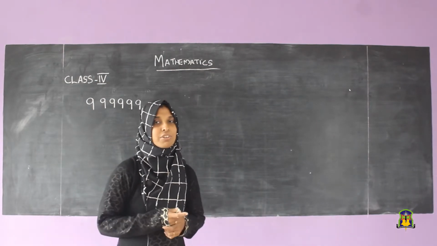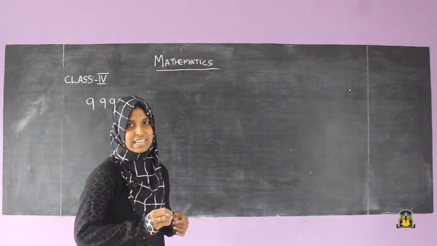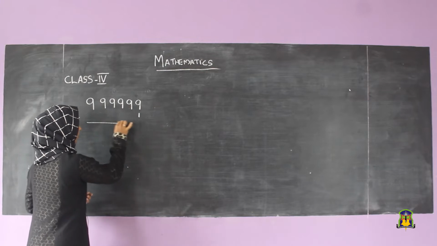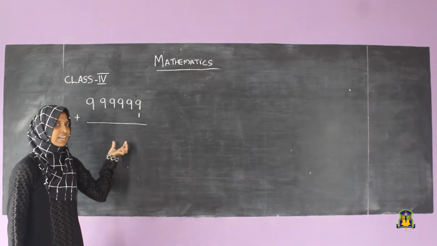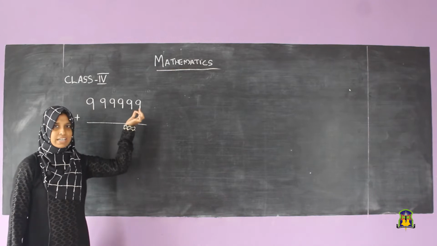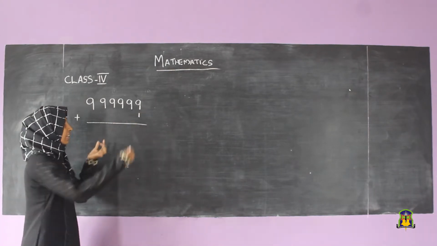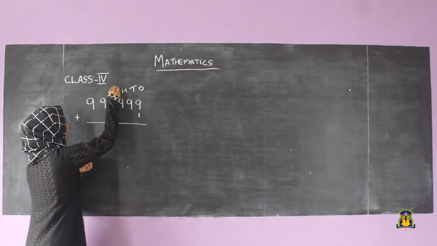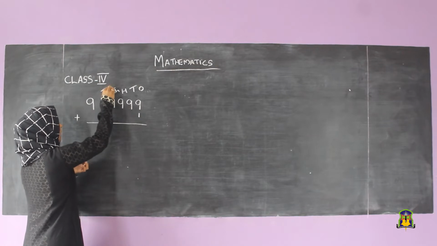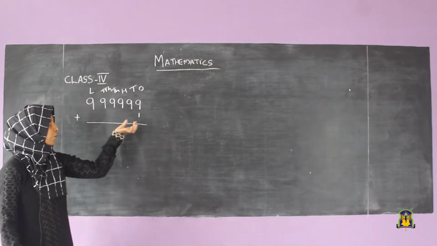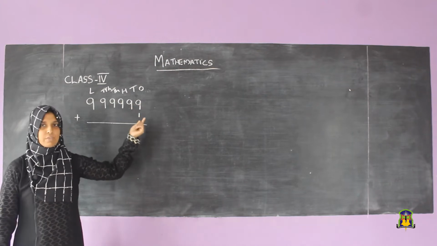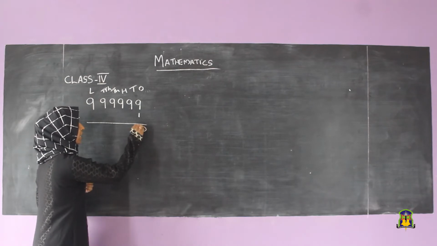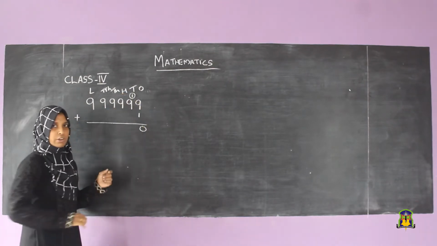Let's see. I am going to add 1 to the greatest 6-digit number. How are we adding this? First, we want to add the numbers in the ones place. Here, you know, ones, tens, 100, 1,000, 10,000 and lakh place. So, in the ones place, 9 and 1. 9 plus 1 is 10. So, we want to write 0 here and 1 as carryover.